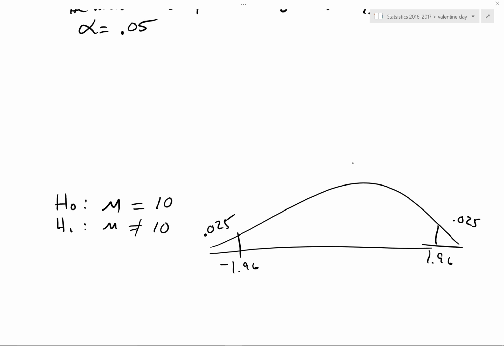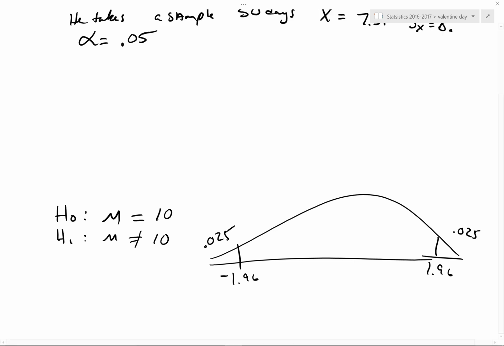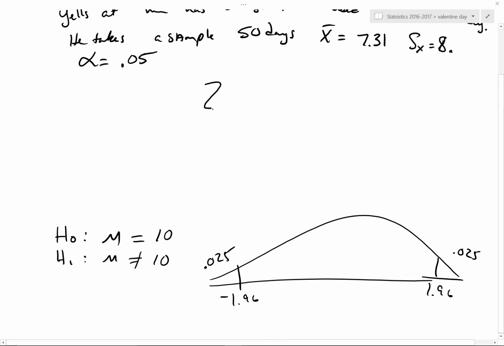Okay. Now, let's go back here. We need to make a test statistic. So Z equals 7.31 minus 10 over 8 over the square root of 50. Good night, I did another reject.